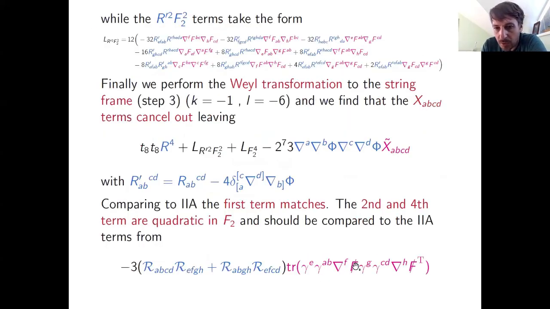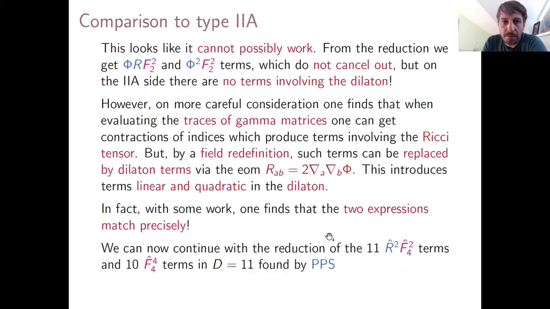we have a trace, this Riemann bispinor, and a bunch of gamma matrices. When you evaluate these traces, it can happen that, say, this gamma G could become contracted with gamma E. And in this term, that will produce a contraction of E and G. So that will produce a term involving the Ricci tensor. So actually, when you carry out the traces over the gamma matrices, you can produce Ricci tensor terms.